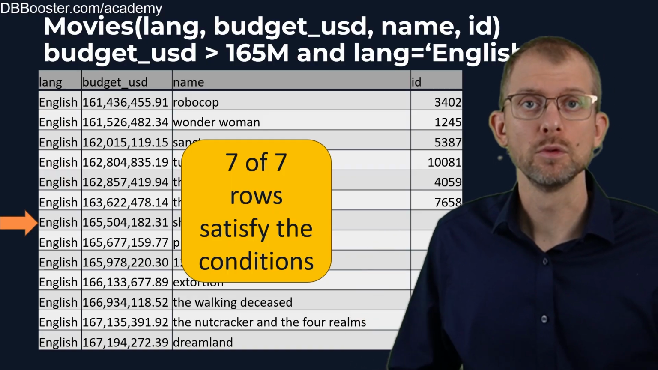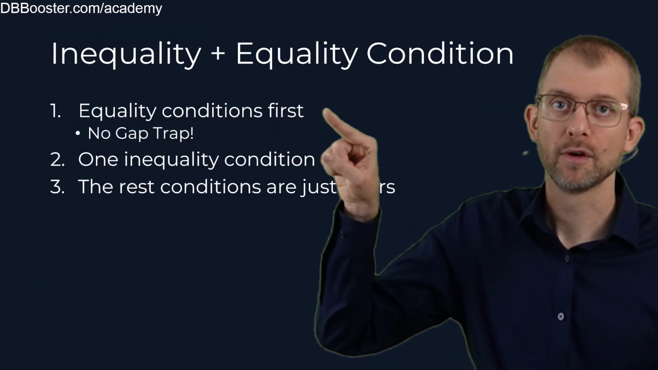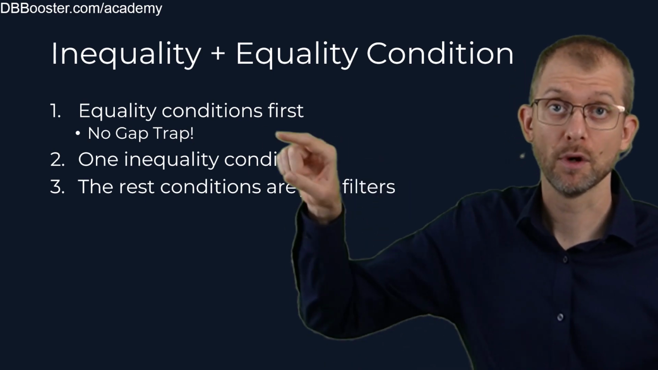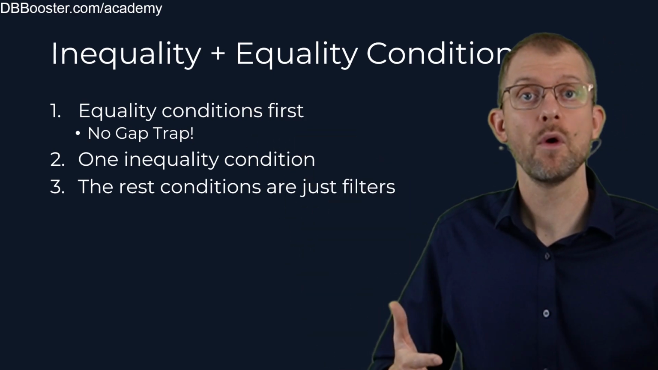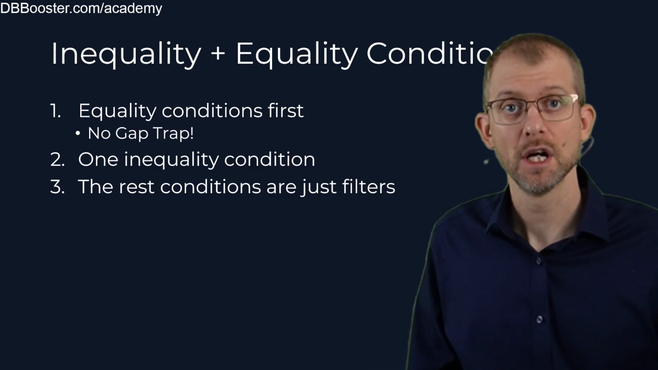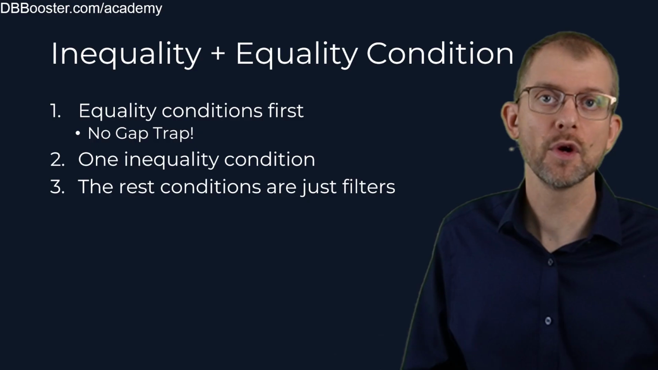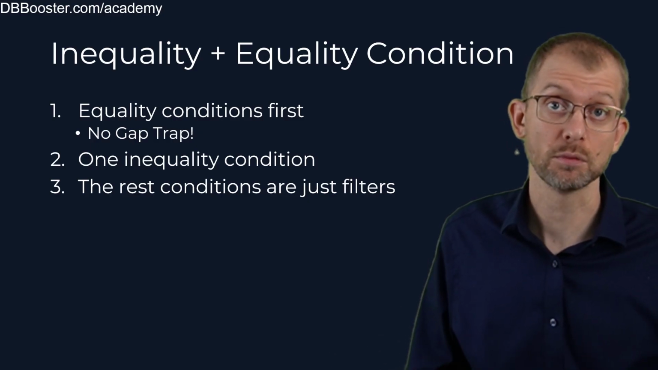So, to wrap it up: first, put your equality conditions first in the index. You have to avoid the gap, of course. Second, remember that you can have only one inequality condition used as the access predicate. And finally, all the remaining conditions are just filters applied to the scanned rows.